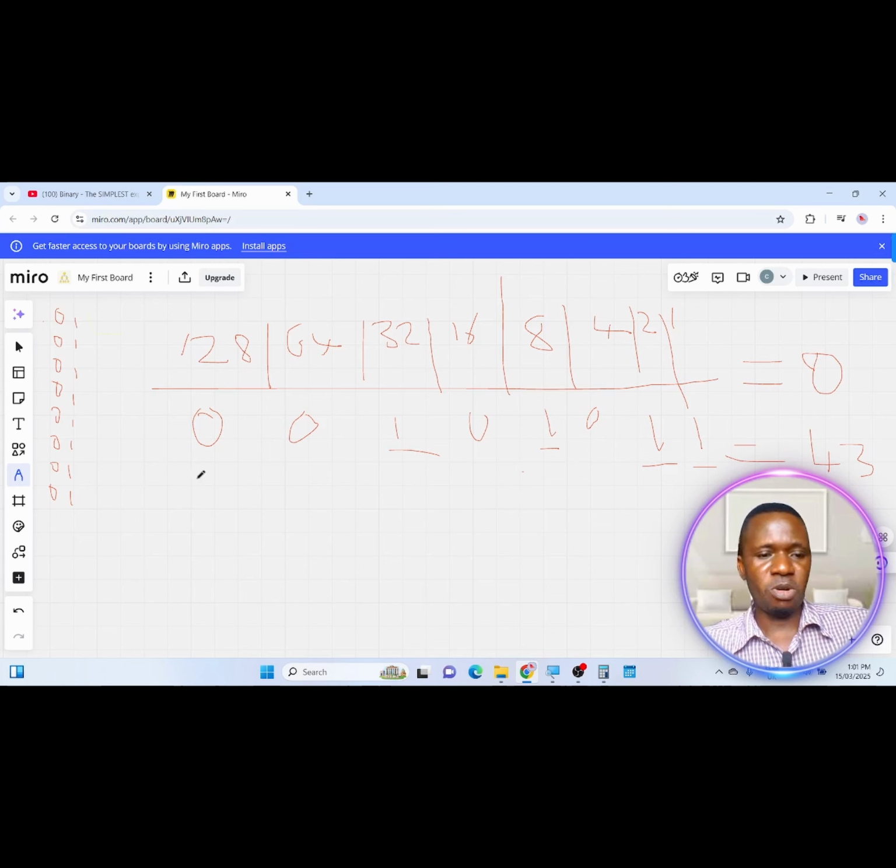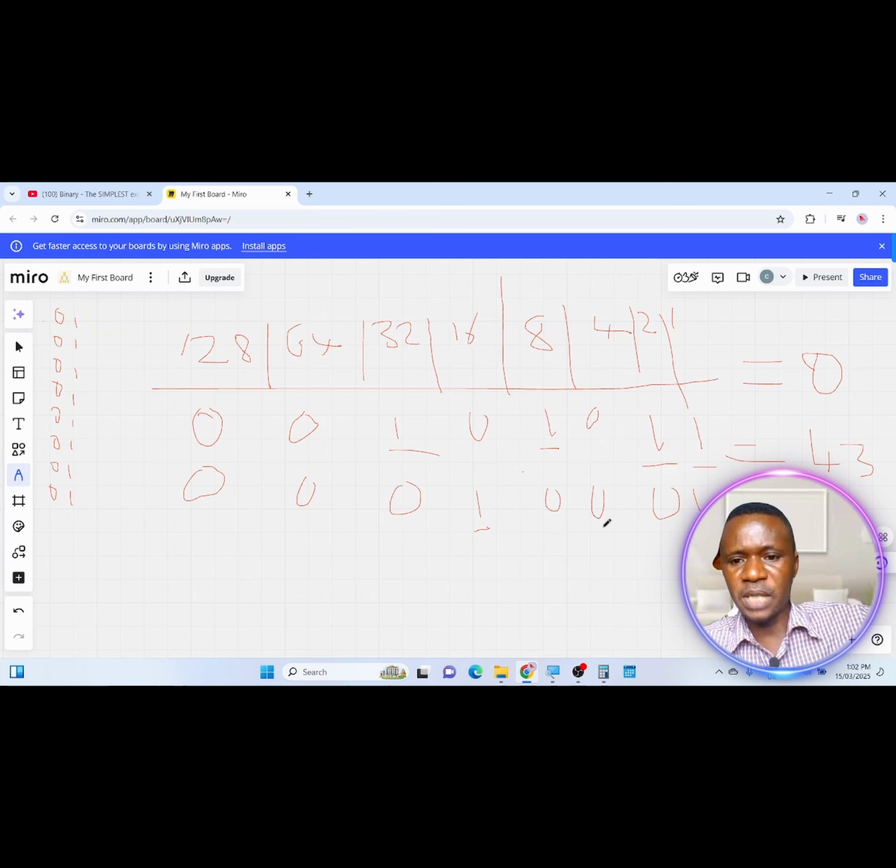So let's go ahead and convert another one. If you have this binary number 00010001, what is the decimal value for this binary number? So if you look at it very well, there is 0 here, we're not going to add it. 0 here, we're not going to add it. 0 here, we're not going to add it. 1 here, then we are going to add it. So we are adding 16.